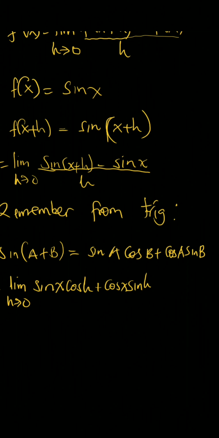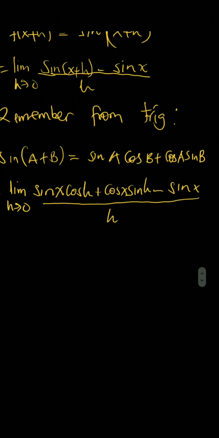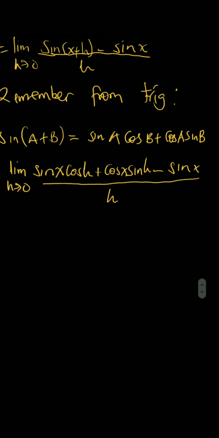Then you say minus, because this part was only covering sine x plus h only. Then you say minus sine x, which is the remaining part from the step that we wrote on top there. Then like what we've been doing, divide everything by h. Okay, so this will be limit as h approaches 0.